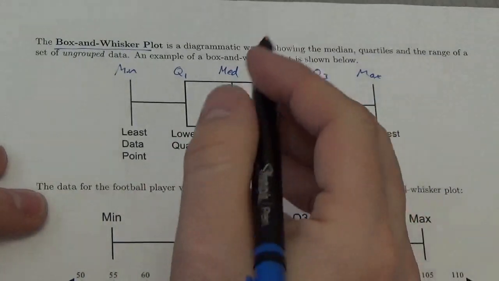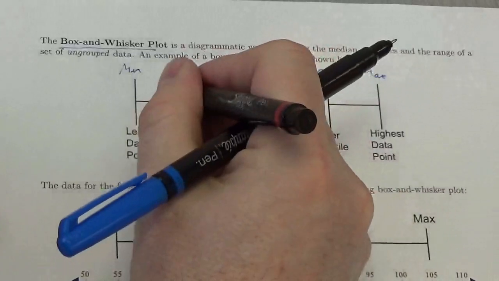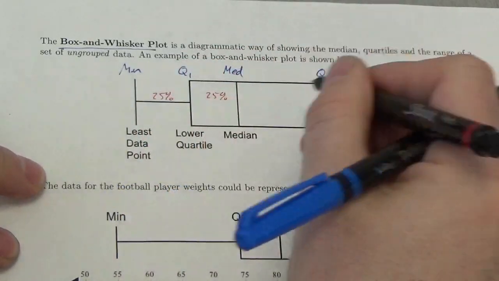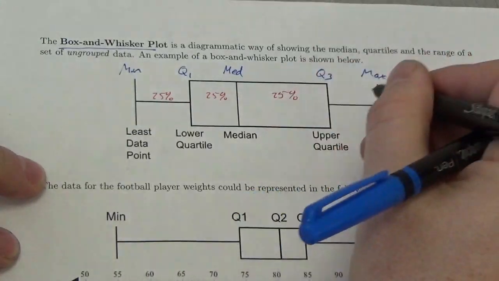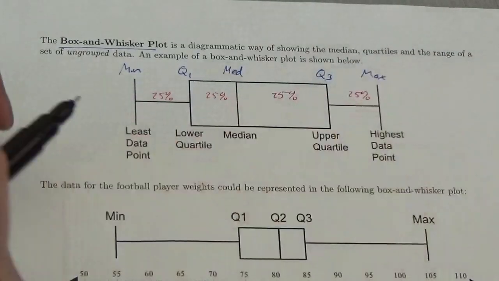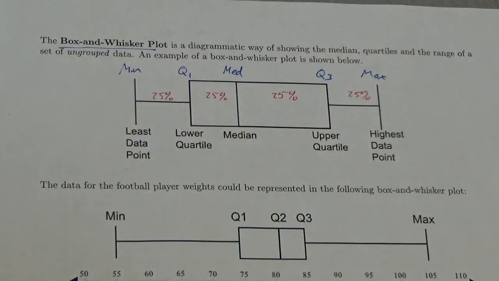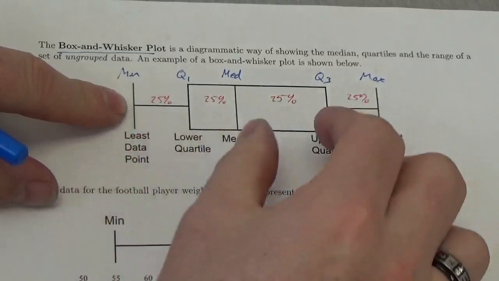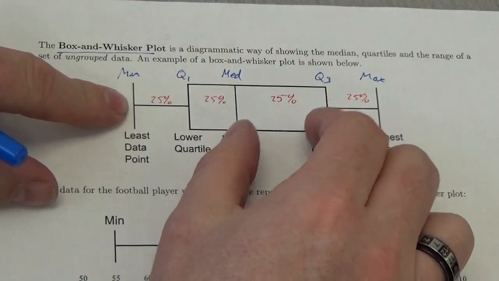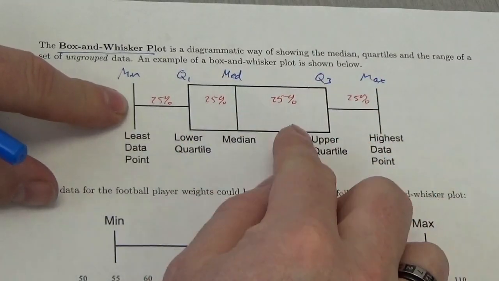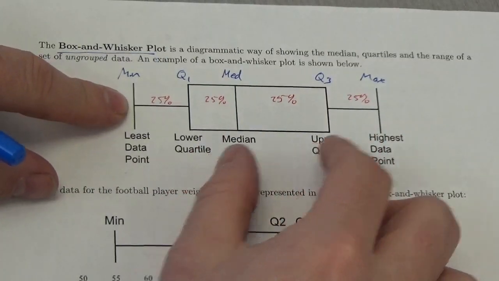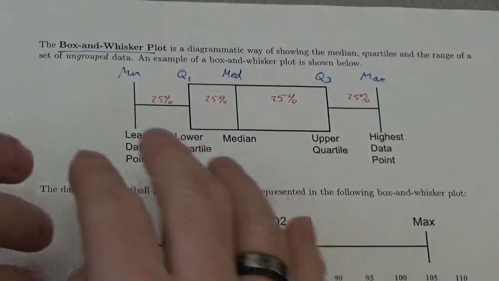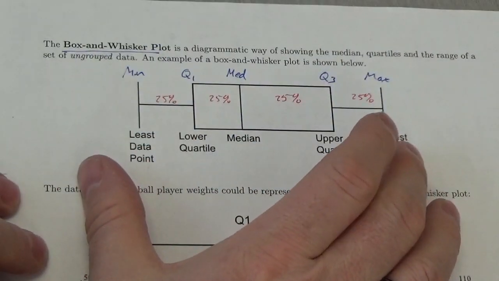Okay? So basically, this is 25% of the data. This is 25% of the data. This is 25% of the data, and so is this right here. Okay? And so this gives us a sense of how spread out. These two regions right here are fairly equally spread out, but that third 25% right here, just above the median, is spread out a little bit larger, and then it's more compact right there. So it gives us a sense of how the data is looking, okay?